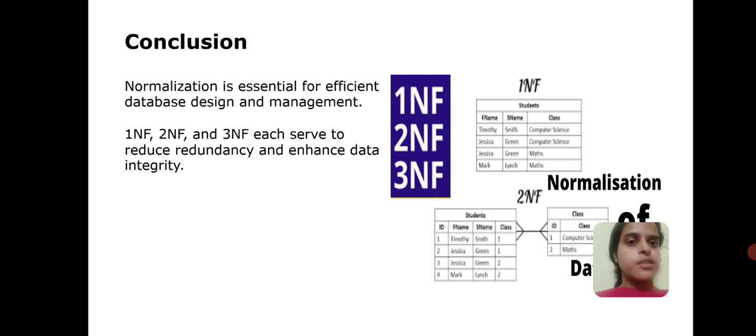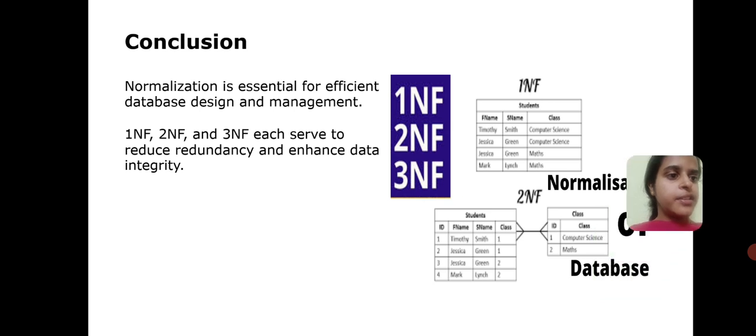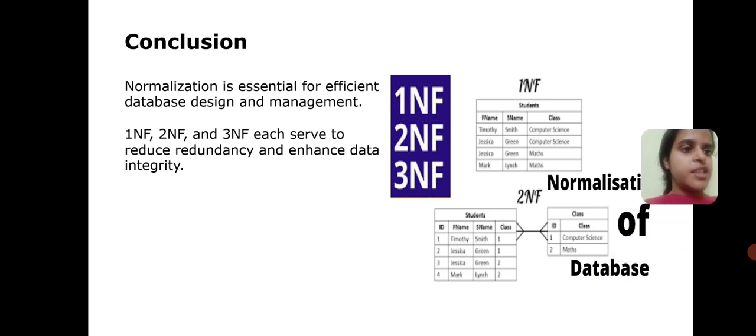And conclusion. Normalization is essential for efficient database design and management. 1NF, 2NF, and 3NF each serve to reduce redundancy and enhance data integrity. And you can see here the 1NF, 2NF, and 3NF normalizations.